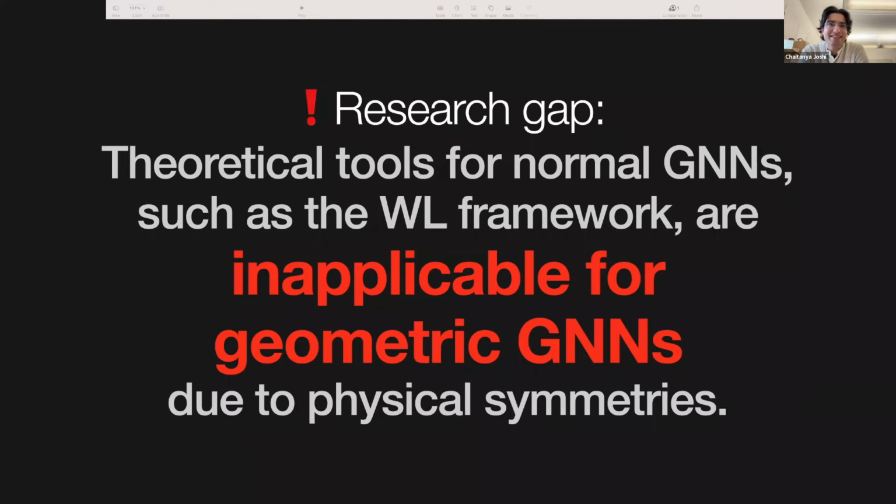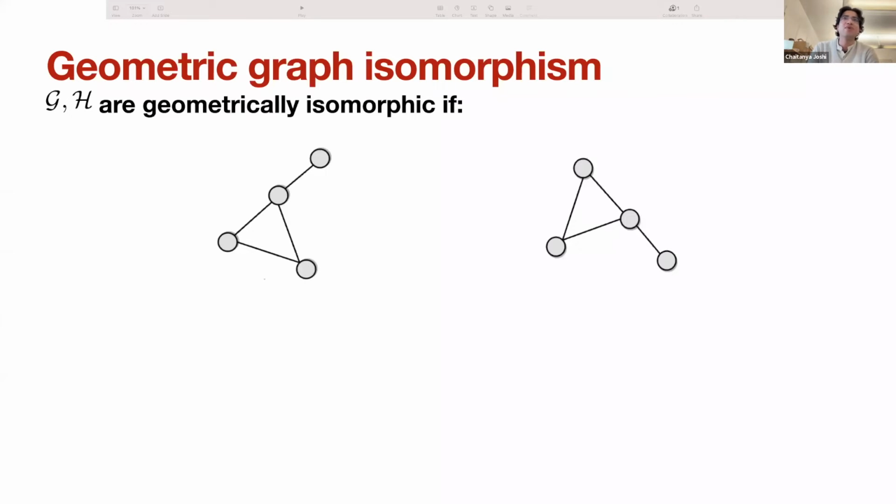But then the key research gap, even with all this progress, is that the theoretical tools for normal GNNs, such as this WL framework and WL hierarchy, are actually inapplicable for geometric graphs and for geometric GNNs. This is due to the presence of the physical symmetries that Simon described, and to the fact that features in geometric GNNs actually carry physical meaning and need to respect certain properties regarding their equivariance. And that's where we formulate this problem of geometric graph isomorphism, specifically in the context of the models we're studying.